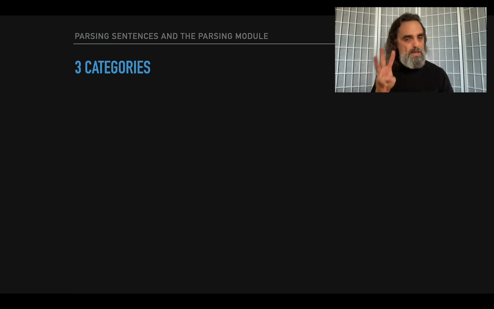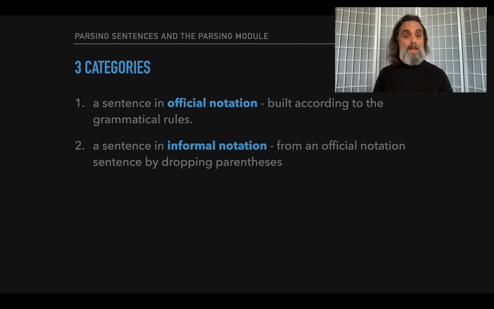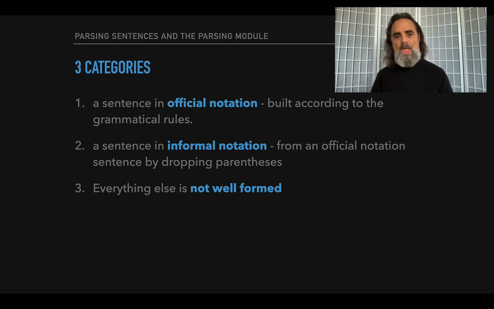So there are really three categories we're going to be looking at. There are sentences that are in official notation; those are built according to the grammatical rules and only the grammatical rules. There are sentences in informal notation, where we built a sentence using official notation and then dropped the external parentheses. And then there's everything else, which we call not well formed.